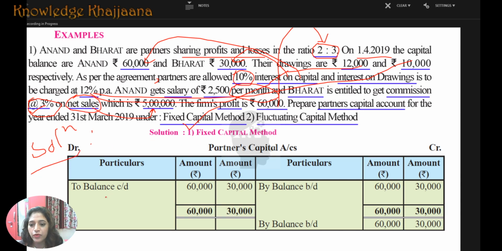Fixed capital account, we will draw this first. We will write solution: fixed capital account. Fixed capital method. What are we doing? Partners' capital account. Okay, now what did I say? In the partners' capital account, we just write about the capital, the main capital, not the daily transactions. Whatever they received, whatever they withdrew, that is, drawings, is not written over here.